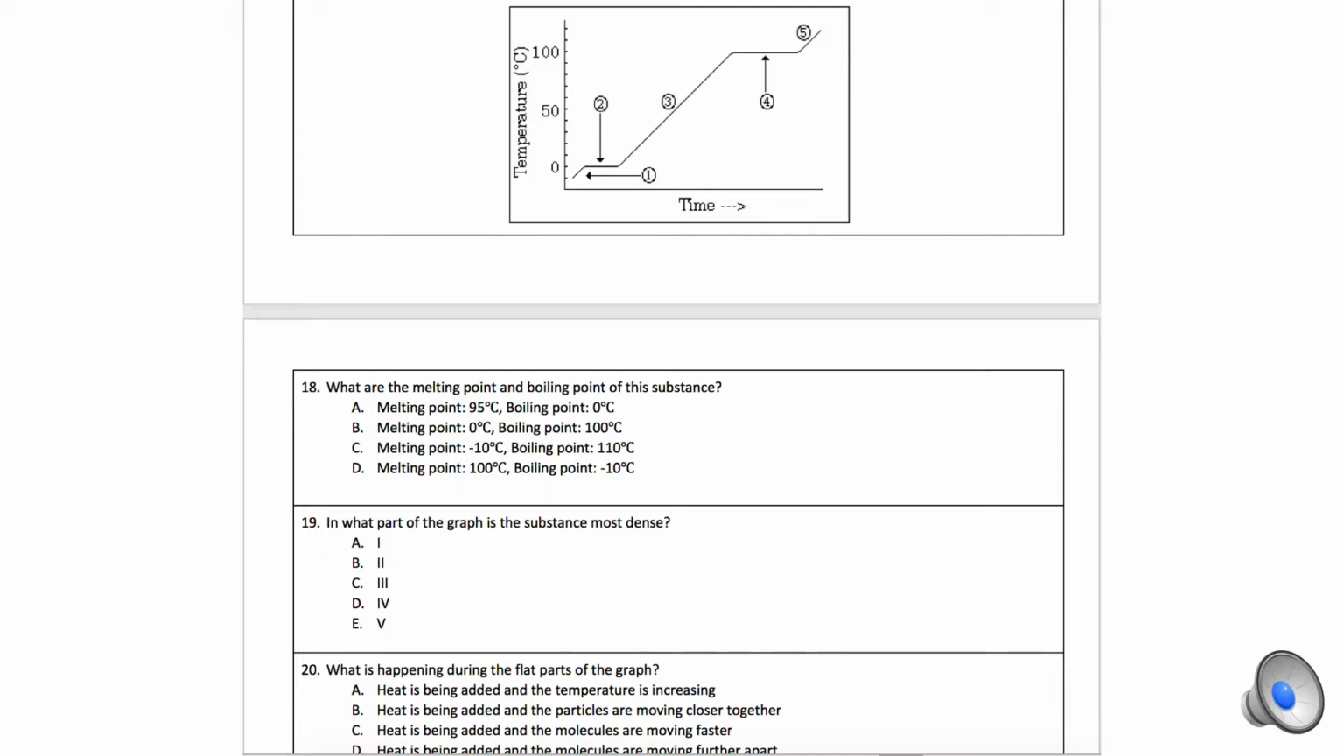Number 19. In what part of the graph is the substance the most dense? A, 1, B, 2, C, 3, D, 4, E, 5.